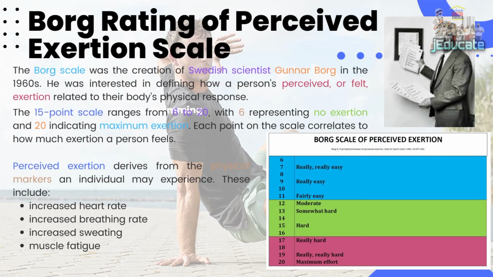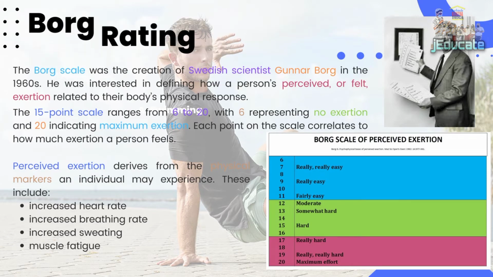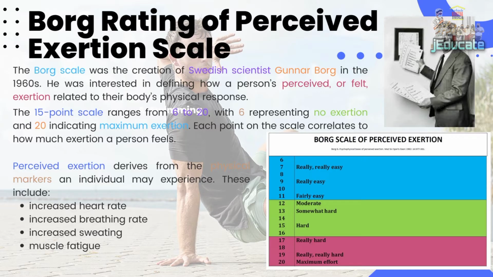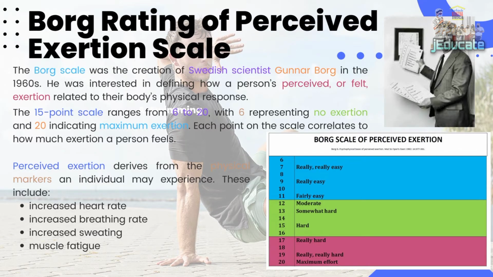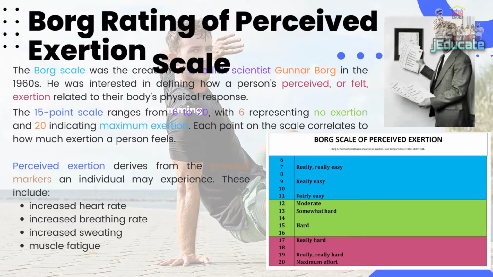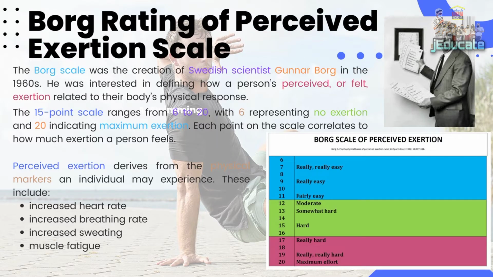Each point on the scale correlates to how much exertion a person feels. Perceived exertion derives from the physical markers an individual may experience. These include increased heart rate, increased breathing rate, increased sweating, muscle fatigue.